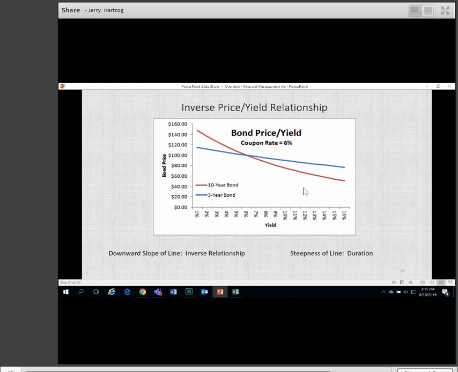Now, you'll notice the red line is a lot steeper than the blue line. At a 1% yield, the red line had a price of about 150, but notice it falls off much, much more rapidly than the 3-year bond. So the steepness of the line illustrates the duration of the bond.